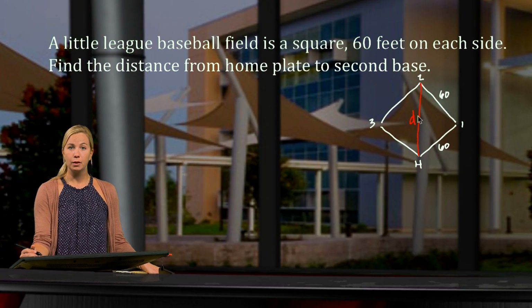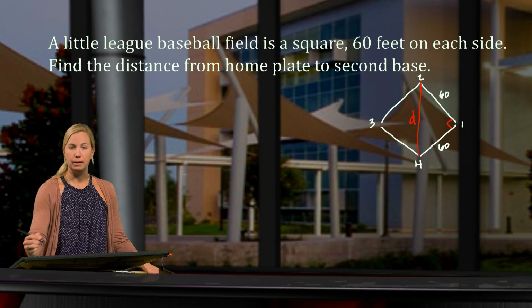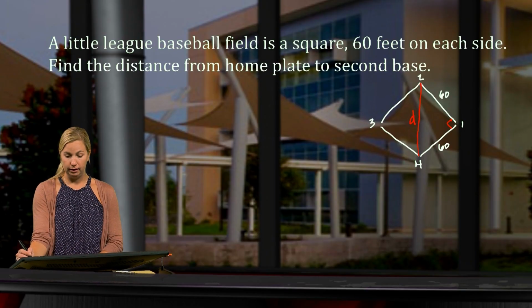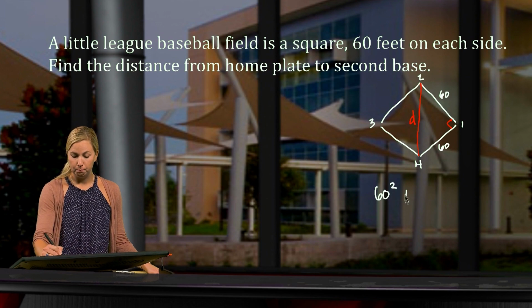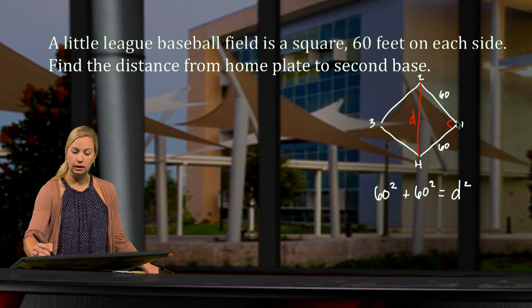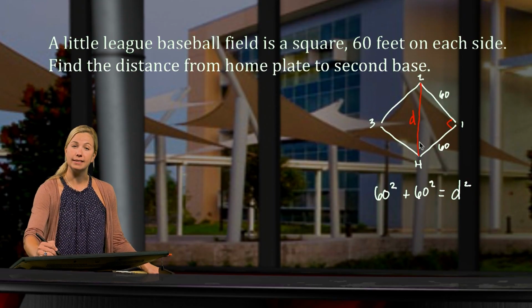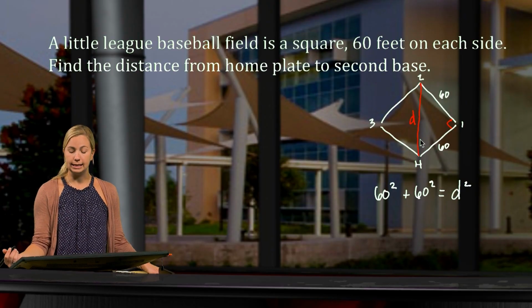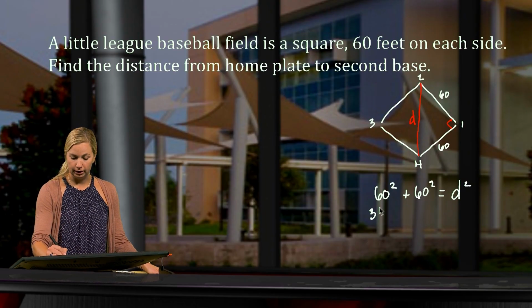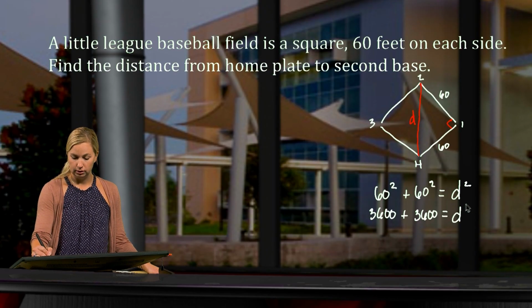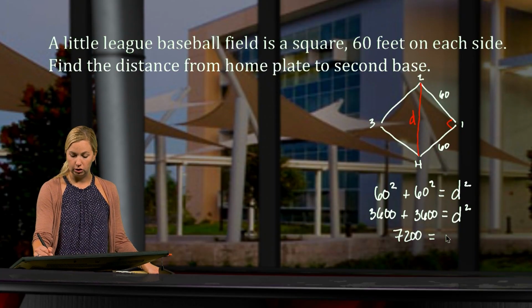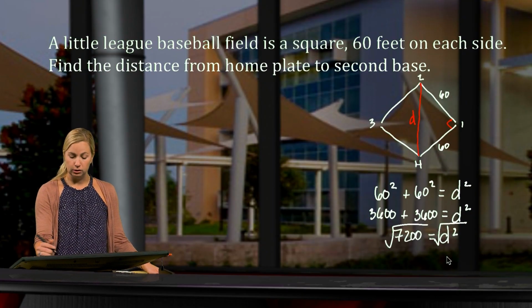How are we going to do that? Since this is a square, that means we have a right angle right there, and we can use the Pythagorean theorem. 60 squared plus 60 squared equals our distance squared, using these two sides as our legs and D as our hypotenuse. That's the distance between home plate and second base. 60 squared is 3,600, plus 3,600 equals D squared. Adding those, 7,200 equals D squared, and we want to take the square root of both sides, and we're going to need to simplify this radical.